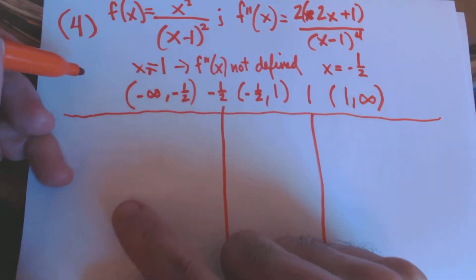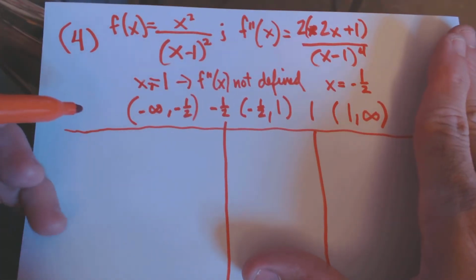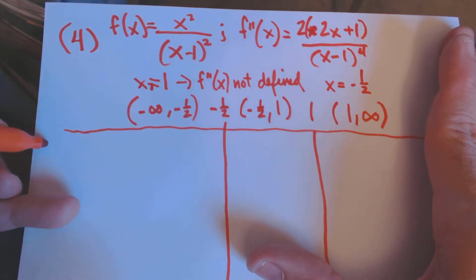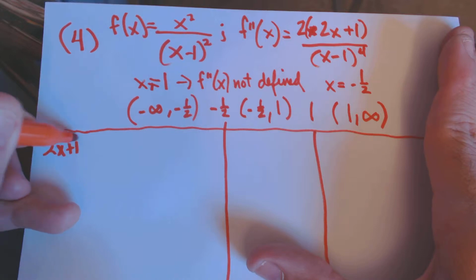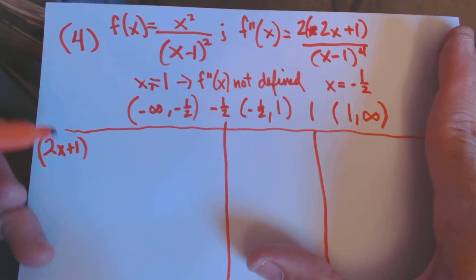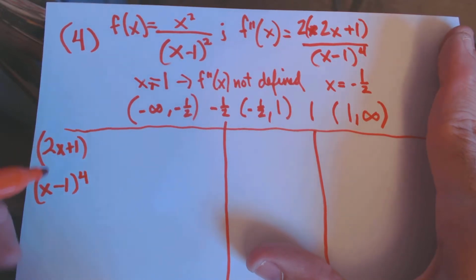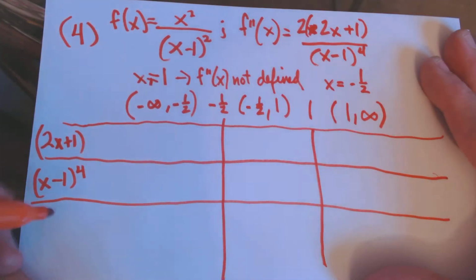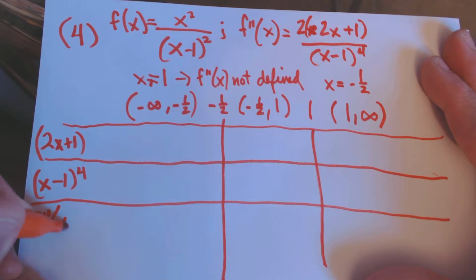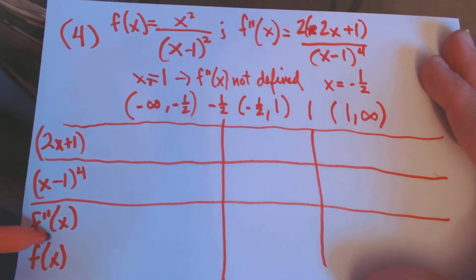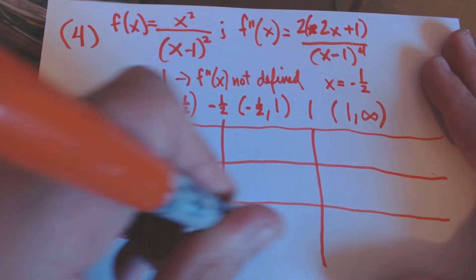So we need to examine the various components of the second derivative in all the intervals. So we have 2x plus 1, and then we have (x minus 1) to the 4th power. And that'll tell us the sign of the second derivative, and then we can determine the nature of the function f of x in those intervals.